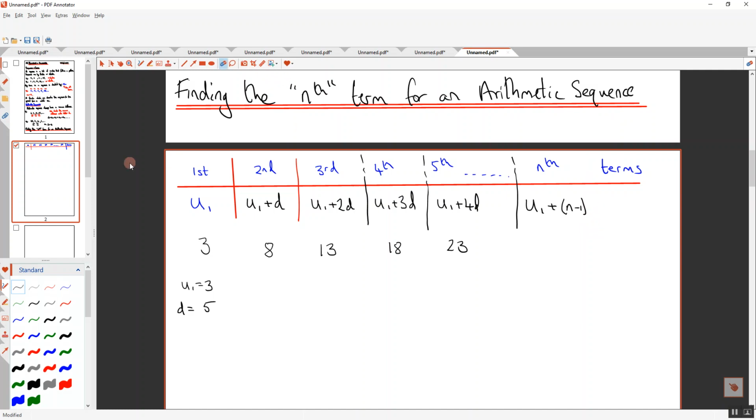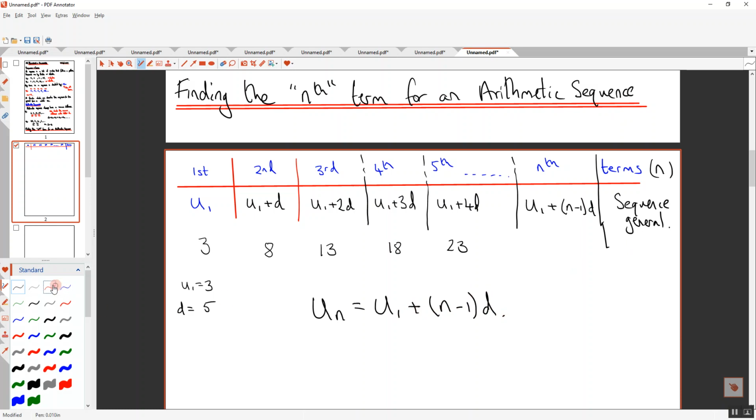And let me tidy that up. So these are our terms, and this is our sequence. And I suppose you could say this is our general sequence, and this is it using actual numbers. So our formula for un, for the nth term for any sequence is u1 plus n minus 1 times d. Did you see that last year? Okay, good.